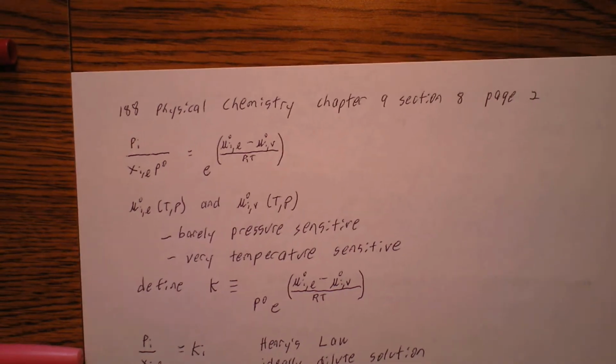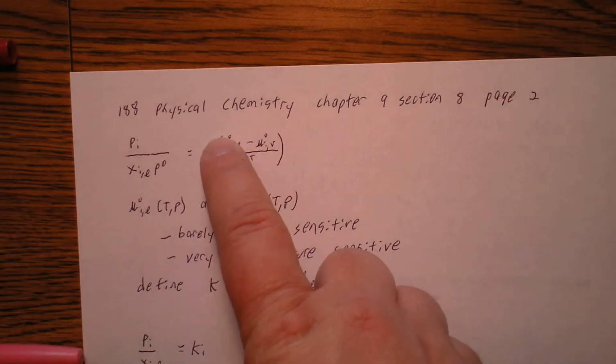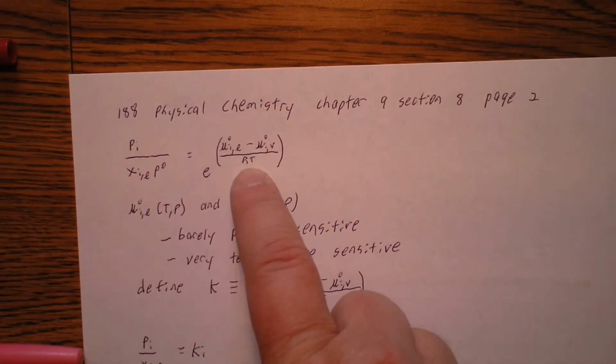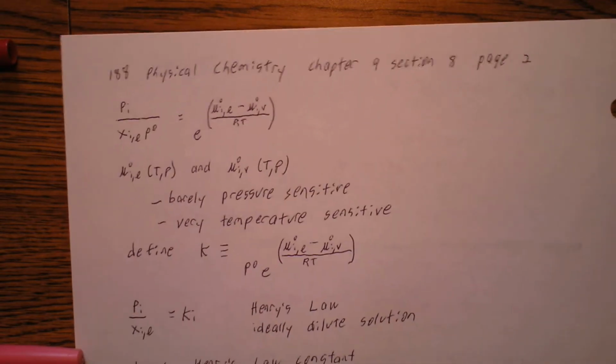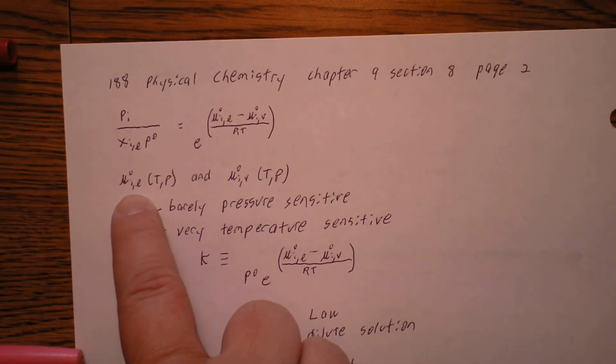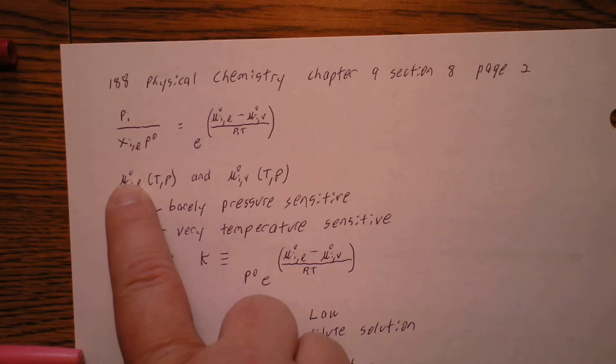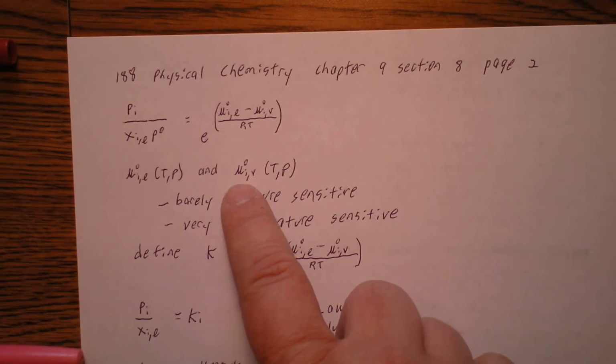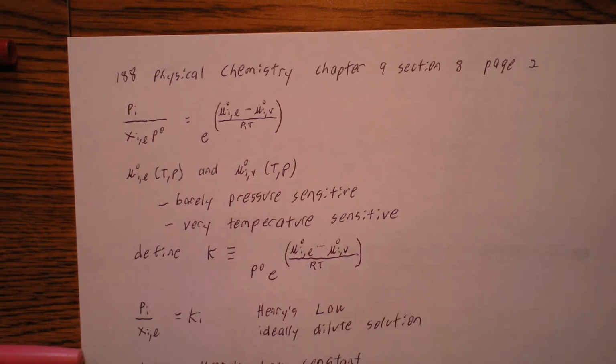So we end up with the partial pressure of I divided by the mole fraction of I in the liquid phase times P naught is equal to e to the chemical potential of the substance I in the liquid phase at the standard state minus the chemical potential of I in the vapor phase at the standard state, divided by RT. Now remember, we have the chemical potential of the substance I in the liquid phase at standard state at whatever temperature and pressure, and the chemical potential of the substance I in the vapor phase at the standard state at whatever temperature and pressure.